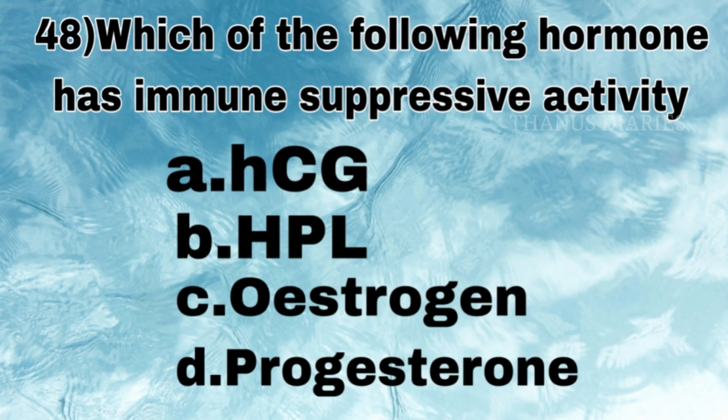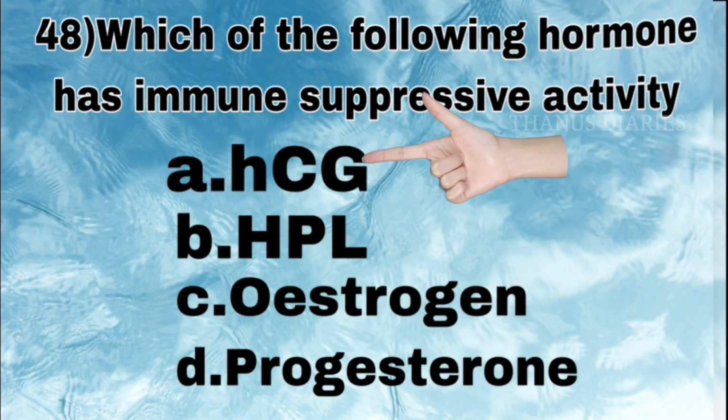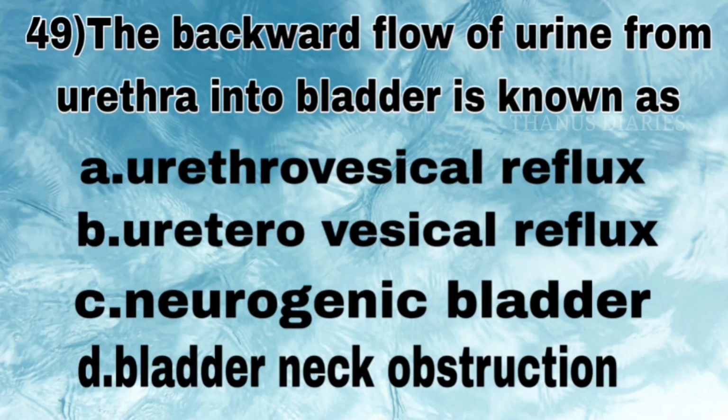Which of the following hormone has immune suppressive activity? HCG, HPL, human placental lactogen, estrogen, progesterone. Answer is HCG, human chorionic gonadotropin. The backward flow of urine from the urethra into bladder is known as urethrovesical reflux, ureterovesical reflux, neurogenic bladder, bladder neck obstruction. The answer is ureterovesical reflux.